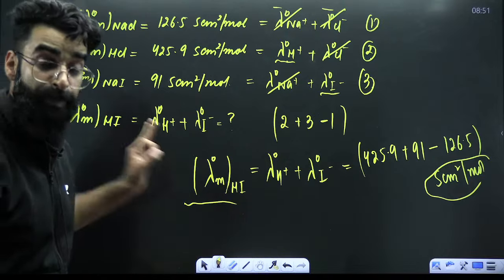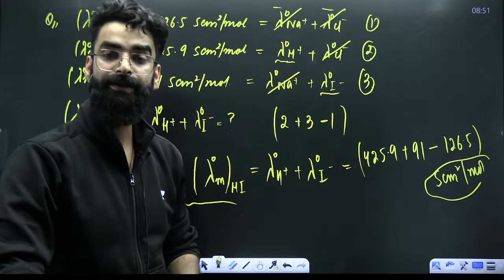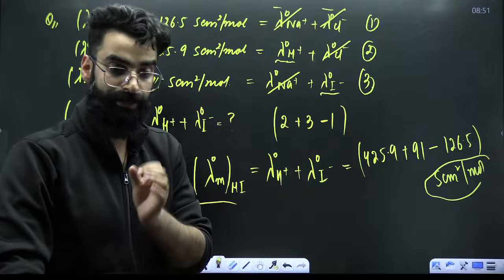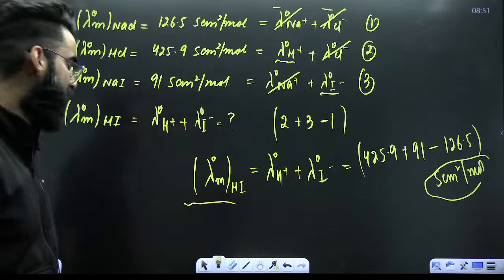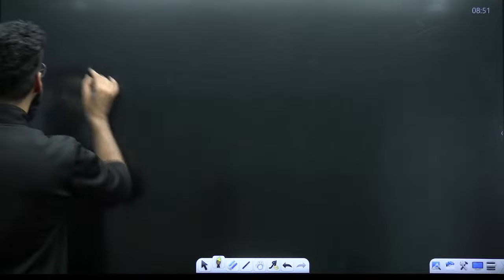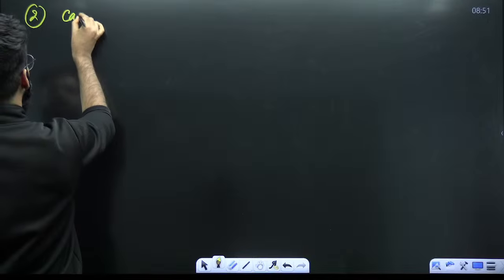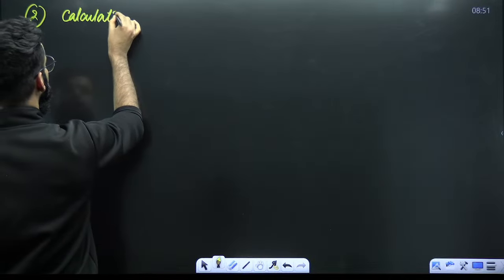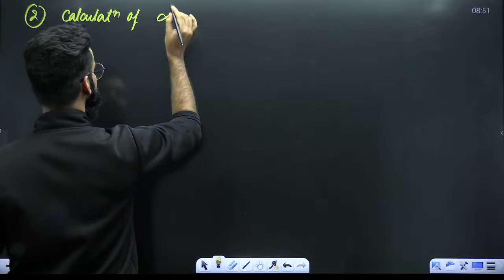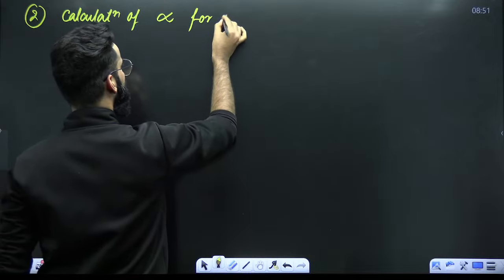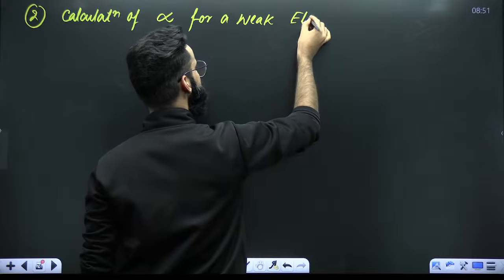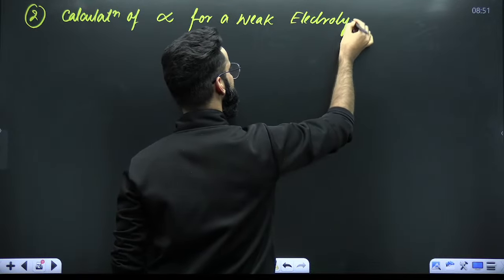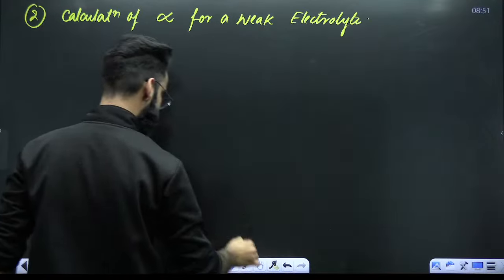So this was the first application of the Kohlrausch law, right? To get the limiting molar conductivity, the molar conductivity at infinite dilution for a weak electrolyte, correct? Now what about its second application? Its second application is calculation of degree of dissociation for a weak electrolyte. This is one more application of Kohlrausch law.